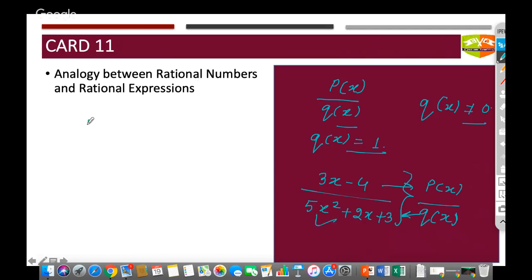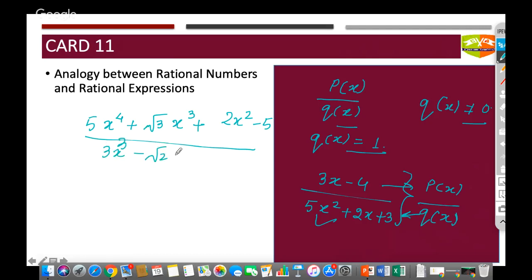Let me take another example for you. If I take this example, 5x to the power 4 plus 3x root 3 x cube plus 2x square minus 5, divided by 3x cube minus root 2 x square minus 9. If somebody asks me whether this is a rational expression or not, p(x) is a biquadratic expression and q(x) is a cubic expression. So p(x) by q(x) is a rational expression.